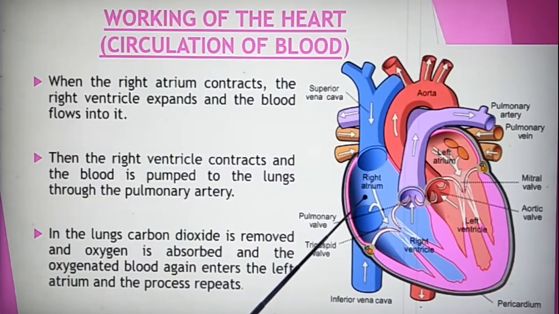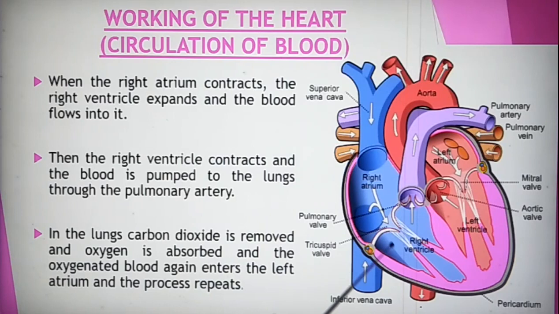When the right atrium becomes full, what happens? You know, the atrium contracts, and a valve is there. It is known as the tricuspid valve. See, one valve is there. It is known as the tricuspid valve. The valve opens and the blood rushes into where? The right ventricle. So here it is color coded.